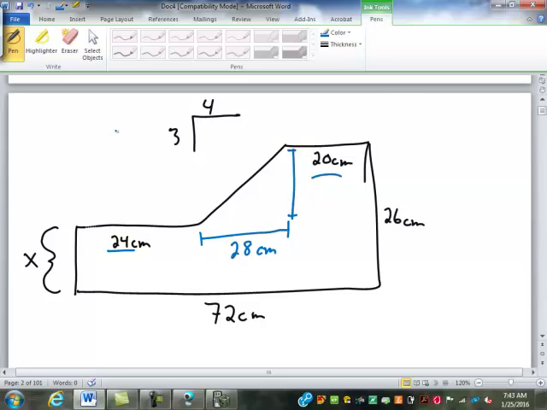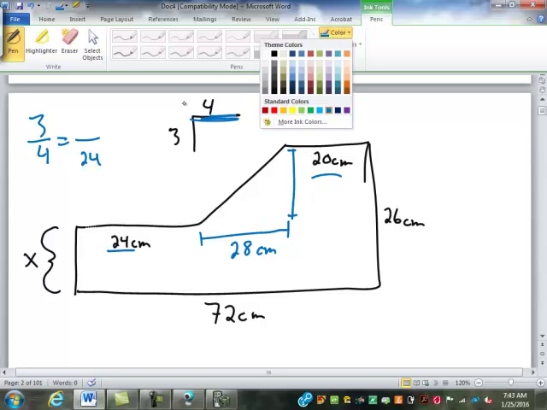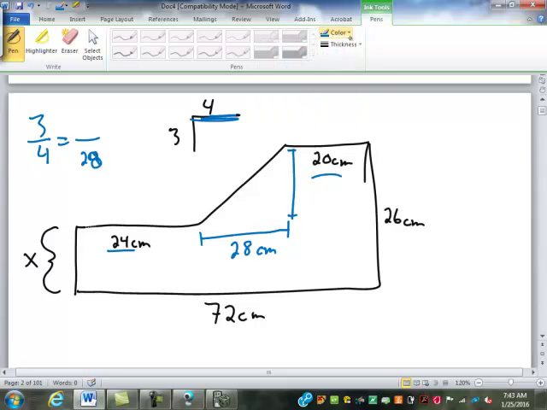So then, yeah, 3 over 4, where's the 28 go? Bottom, because it's horizontal. So it has to go with the horizontal, which is the 4. 28, yes. Thank you. Cross multiply and divide gives us 21.